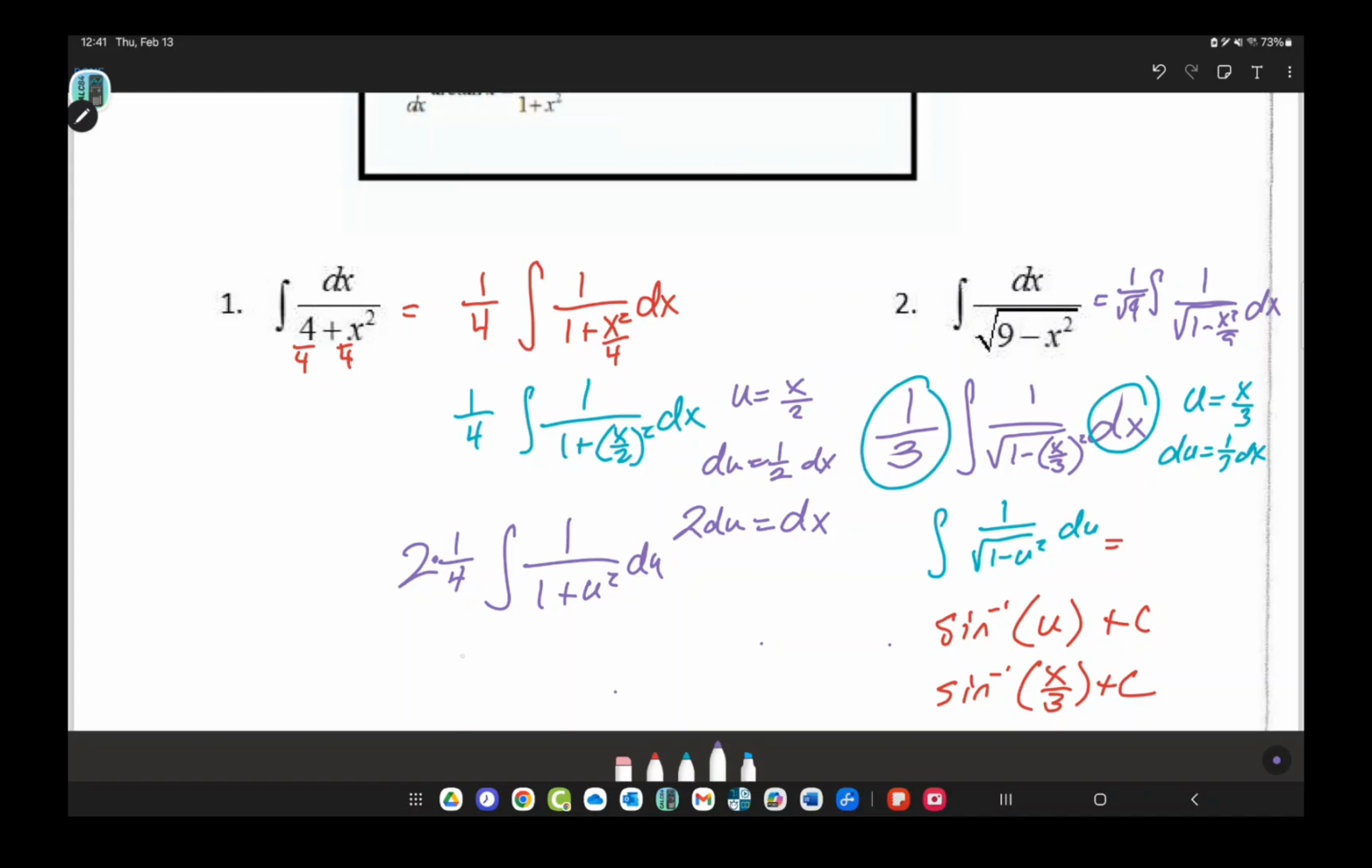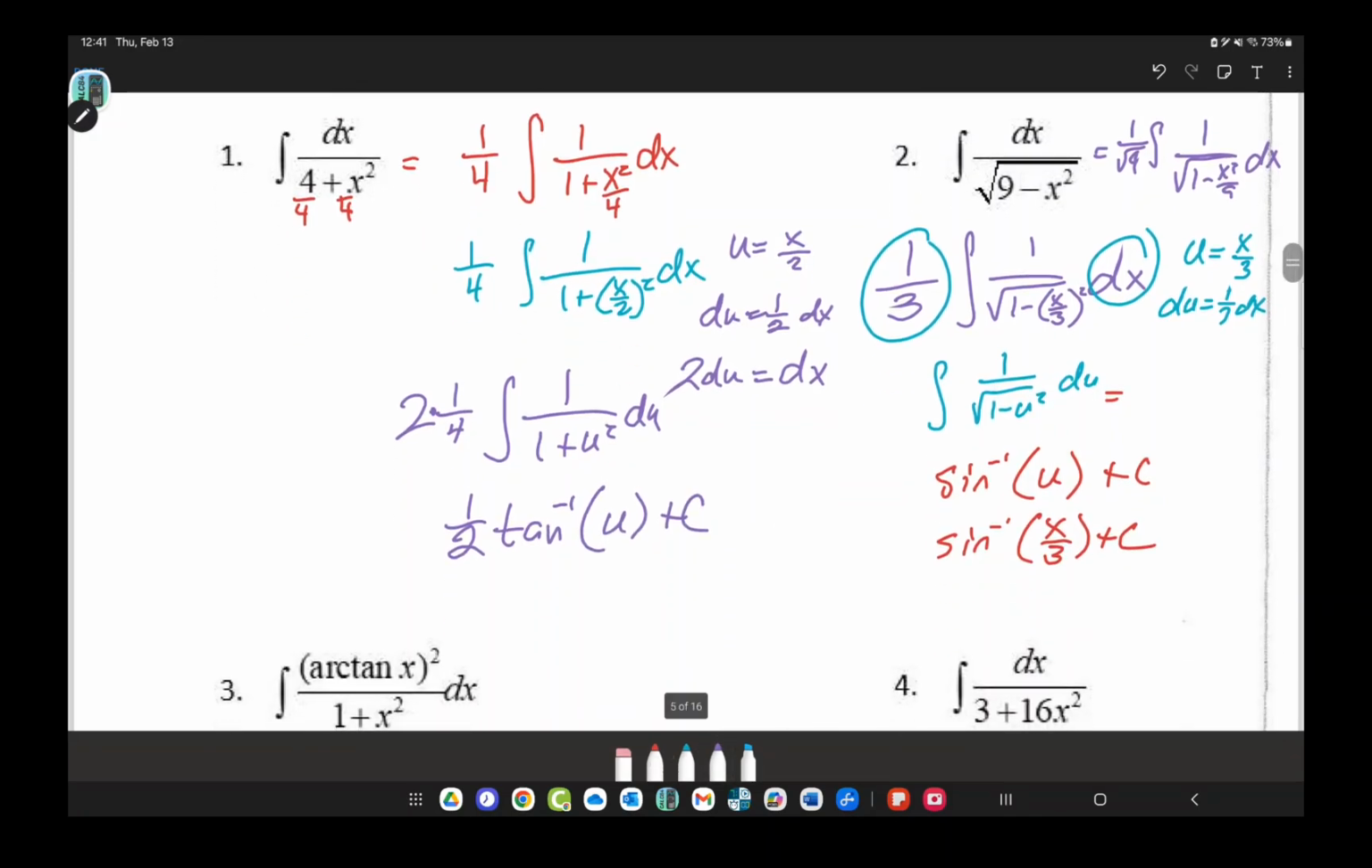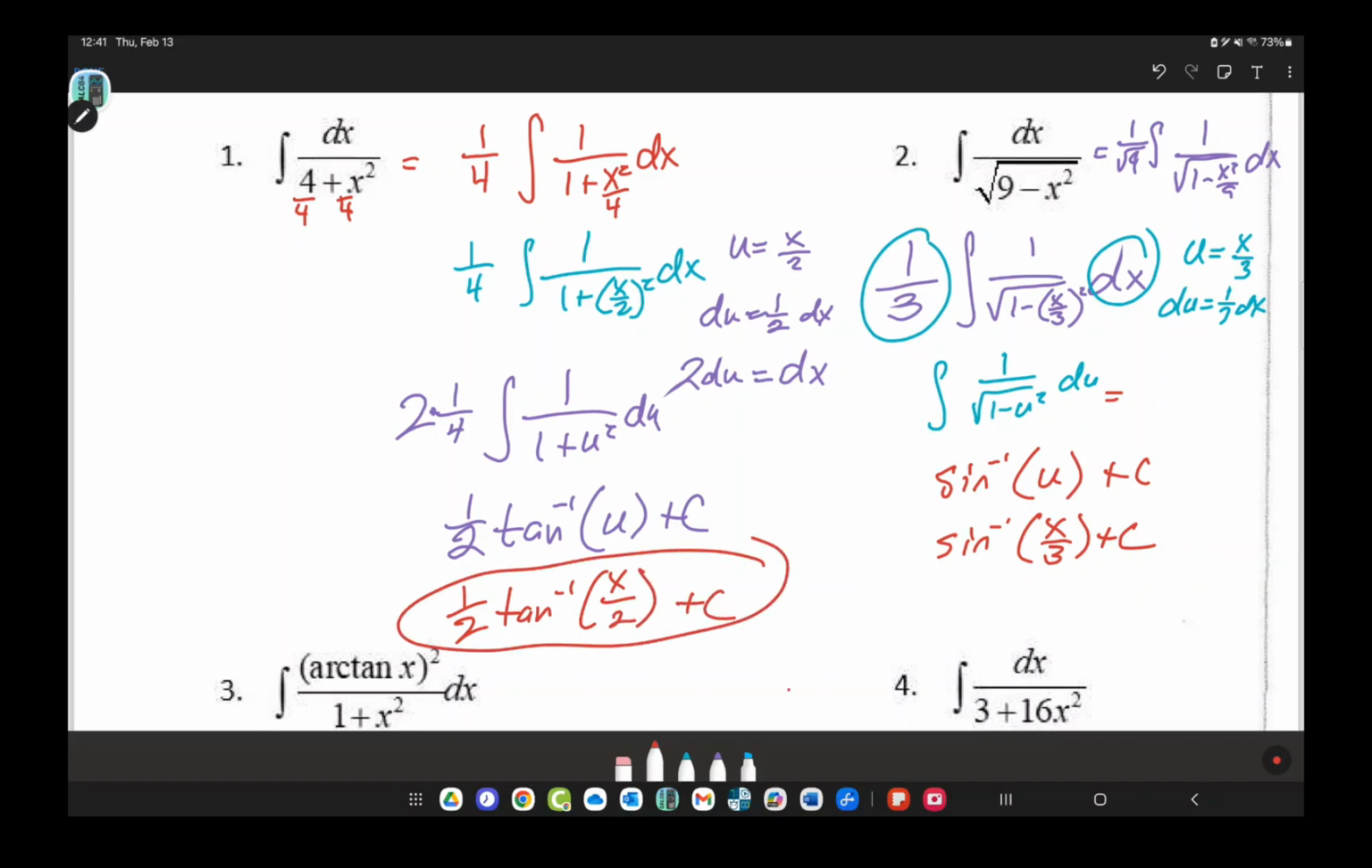So we end up with 1/2 arctangent of u plus c, which gives you 1/2 arctangent of x over 2 plus c. So yeah, we do have to use substitution.